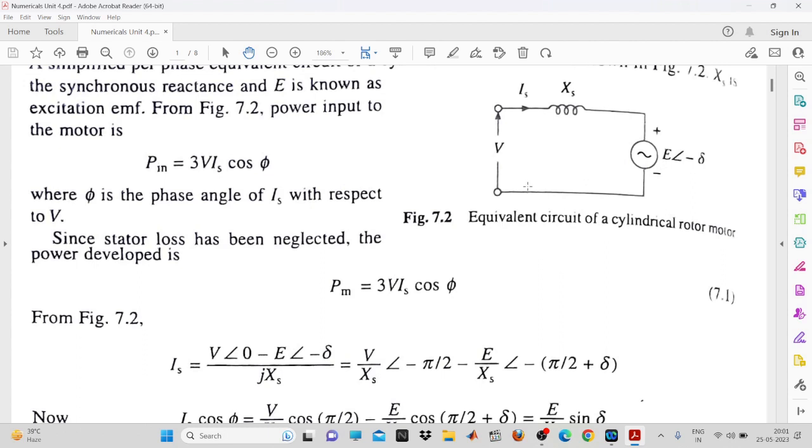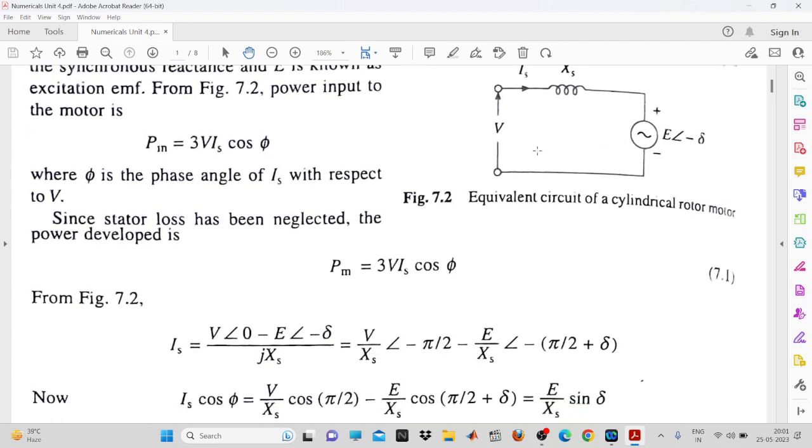Now you have this voltage, the induced EMF, and as you have already neglected the stator losses, the resistance will not be there. So there is simply I into Xs, that is the synchronous reactance. You have neglected the synchronous resistance, so you have a simple circuit. Now this circuit is per phase. We have not taken three phases because we have assumed that the three phases are balanced, and when the three phases are balanced, you can have the per phase equivalent circuit.